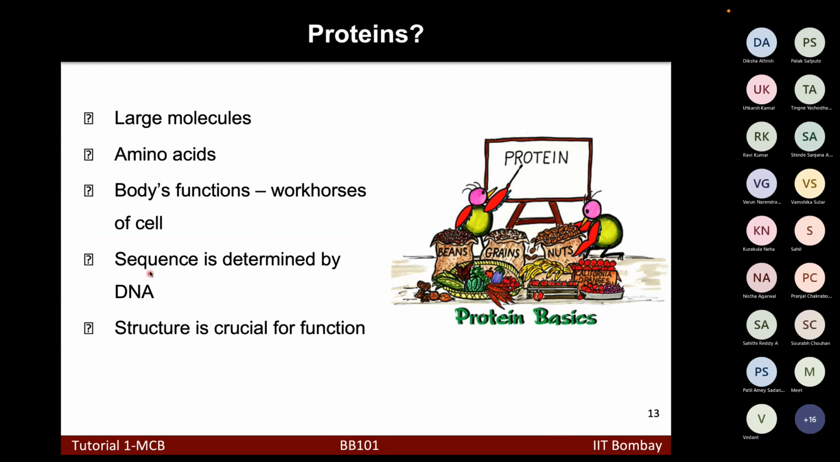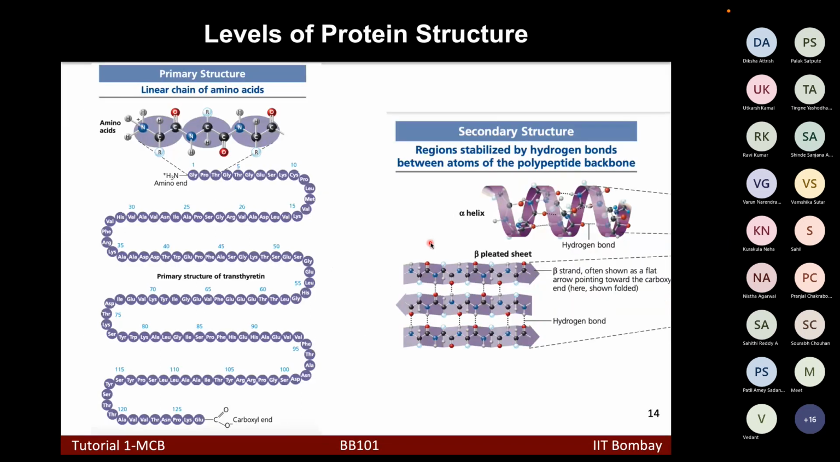And like I said, the sequence is determined by the DNA. The DNA synthesizes the mRNA, and according to the sequence of the mRNA, different amino acids come and join together, and they form the protein. And thus different proteins have different structures.